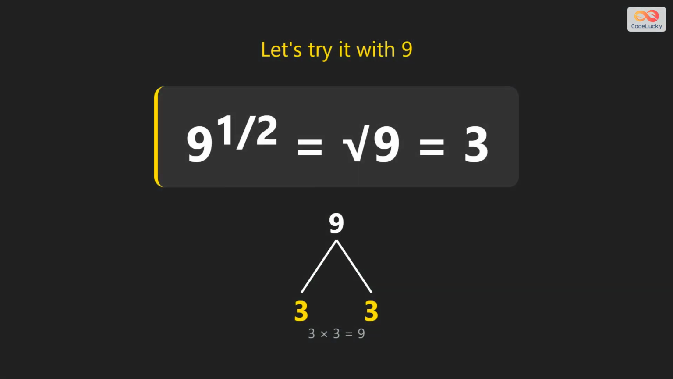Let's apply this to a real number. Consider 9 to the power of 1/2. This is the square root of 9, which equals 3. Why? Because 3 times 3 is 9.